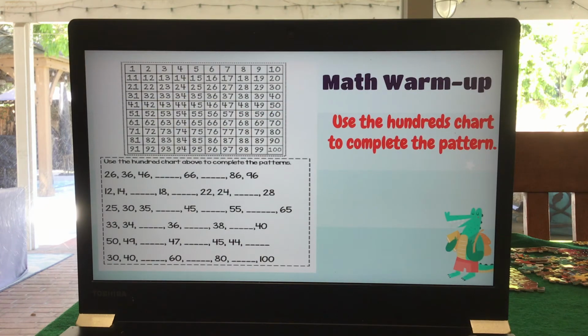Your math warm-up is patterns. I gave you a hundreds chart at the top to kind of help you out there. So you're going to look at the numbers at the bottom. So we've got 26, 36, 46. How are those numbers changing? And what would the next number be in the pattern? If you're not sure, please use your hundreds chart as a tool.